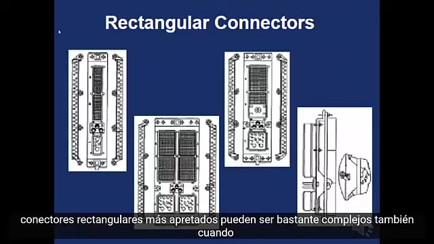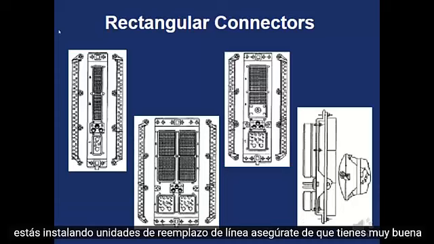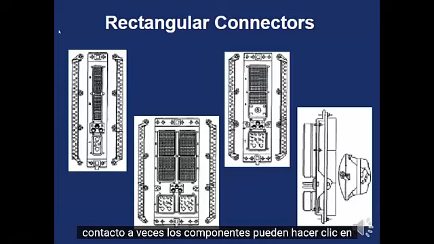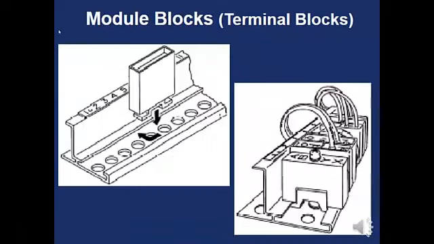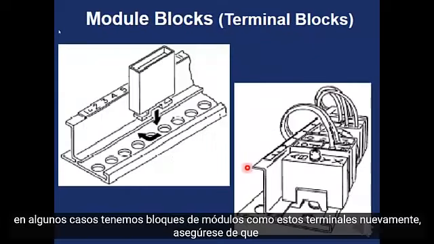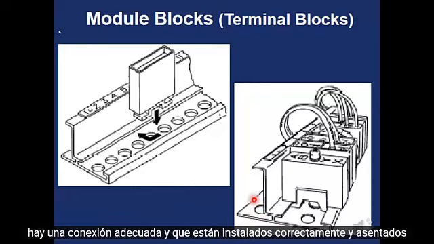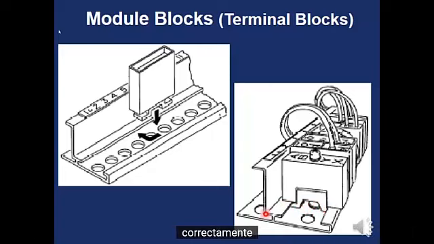Rectangular connectors can be pretty complex as well. When you're installing line replacement units, make sure that you've got really good contact. Sometimes components can even click in place, but make sure that those connectors are properly installed. In some cases, we have module blocks like these terminals. Again, make sure that there's proper connection and that they're installed properly and seated correctly.